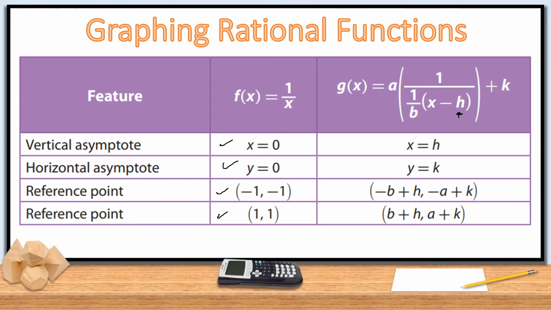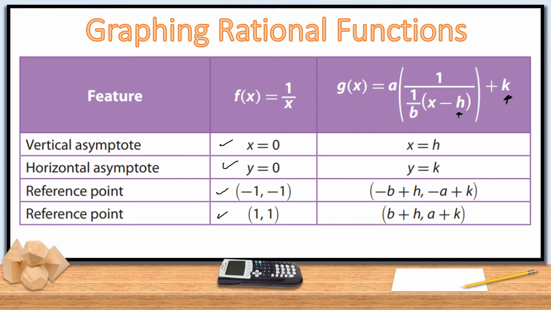The horizontal asymptote is the k value. It starts at 0 for the parent function, but if you move the whole thing up or down using k, then the horizontal asymptote moves with it. The reference points: this is something that I would recommend you write down and memorize.